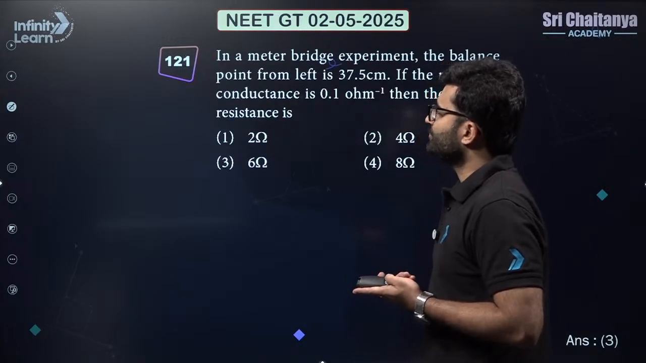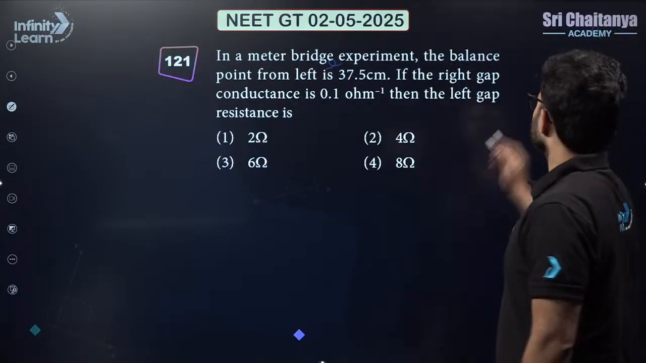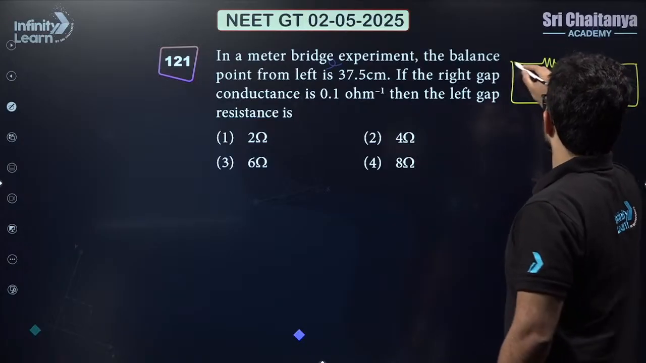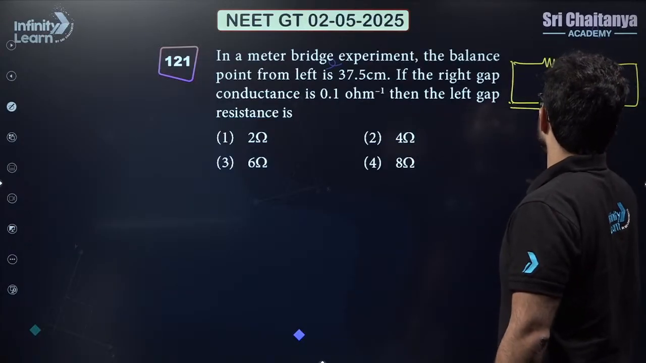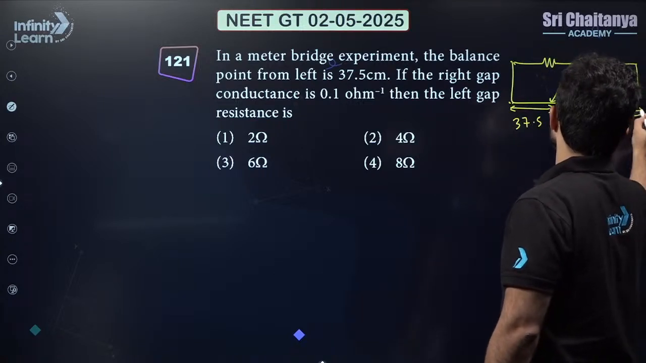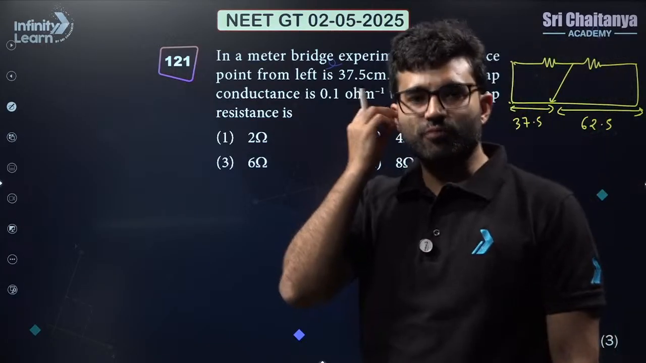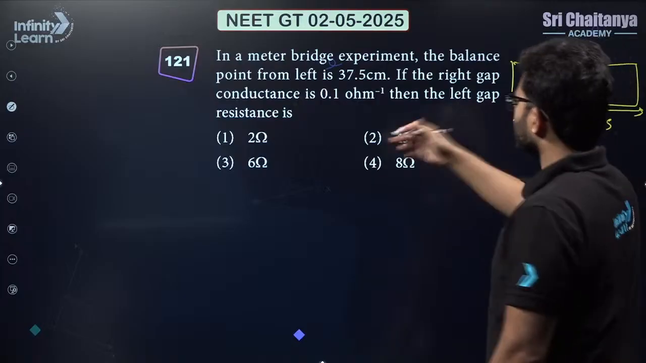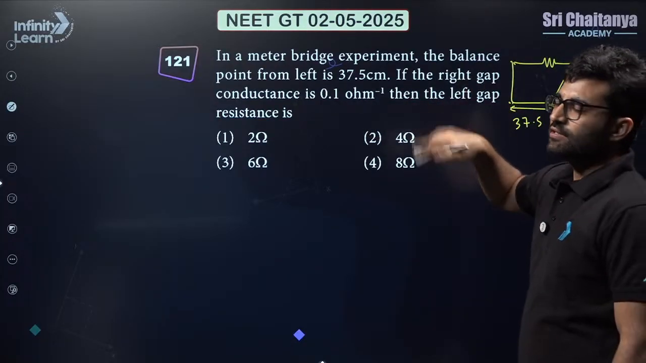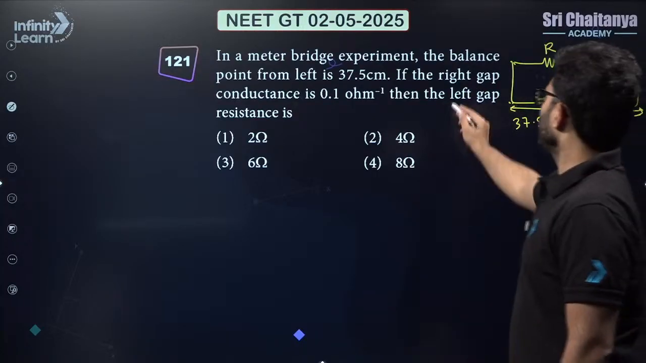Next. In a meter bridge experiment, the balance point from left is 37.5. So let me make the meter bridge first. From the left hand side, the balance point is 37.5. So what would this be? This would be 62.5, because 100 minus 37.5 is 62.5. If the right gap has a conductance of 0.1, so conductance is given, not the resistance, the resistance would be 1 by conductance, so that would be 10. Then the left gap resistance is?